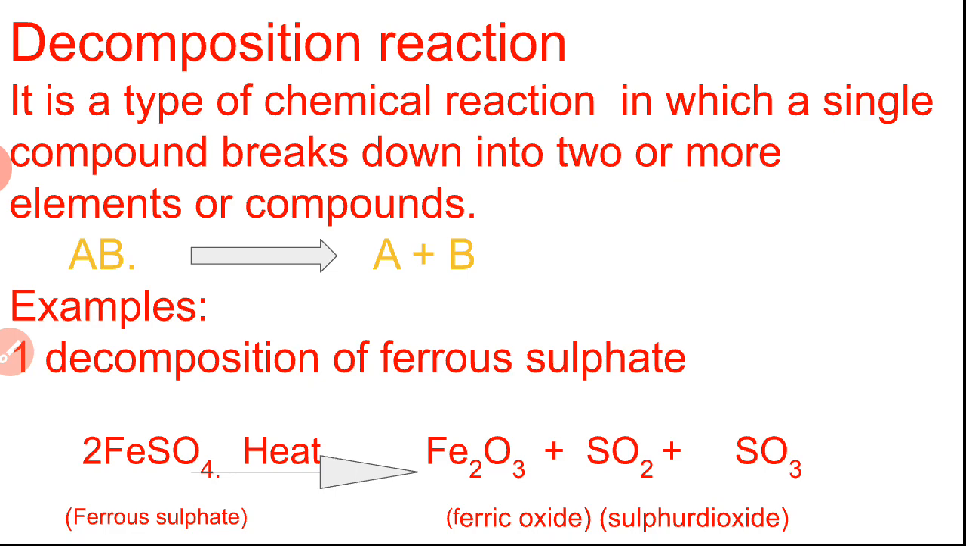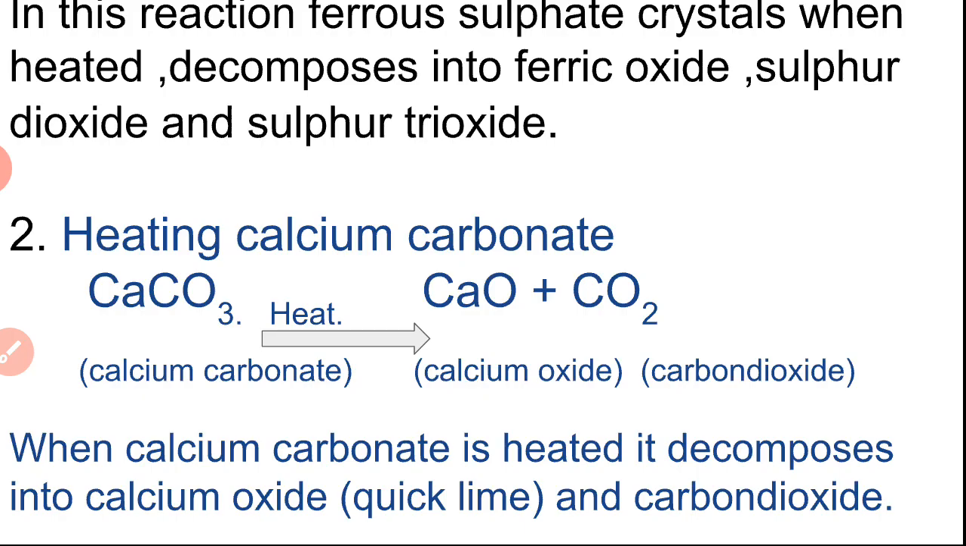The next example of a decomposition reaction is heating calcium carbonate. When calcium carbonate is heated, it breaks down into calcium oxide and carbon dioxide is released. Here also one compound is breaking down into two simpler compounds. One is calcium oxide, which is also known as quicklime, and the other is carbon dioxide. So it is also an example of a decomposition reaction.